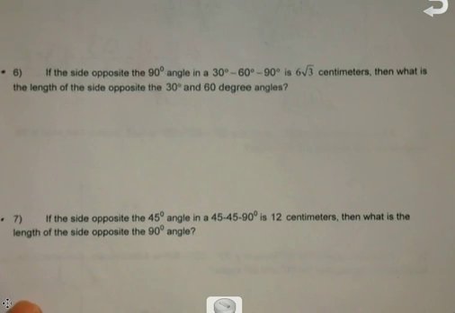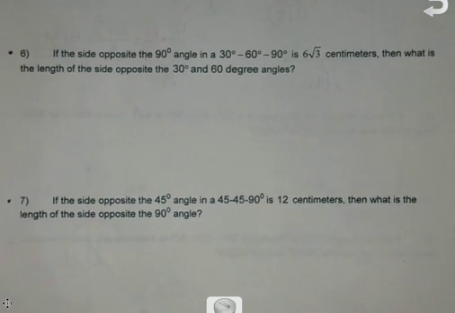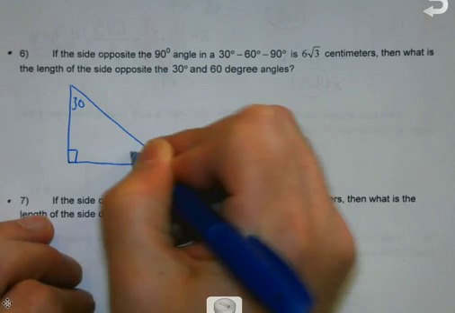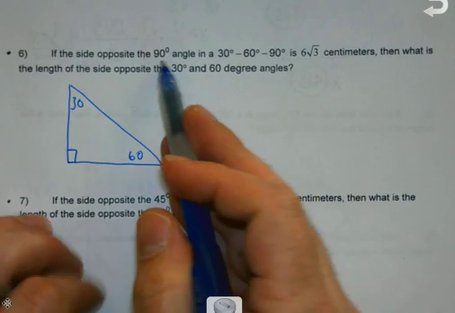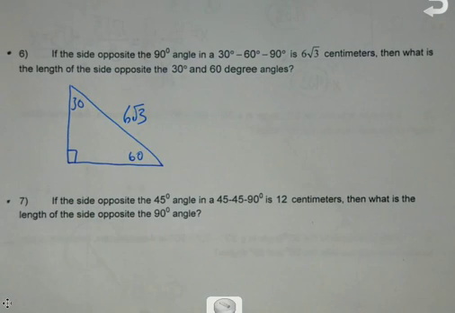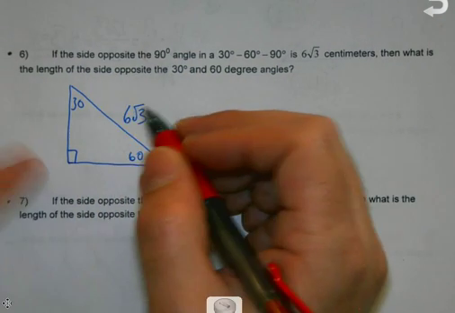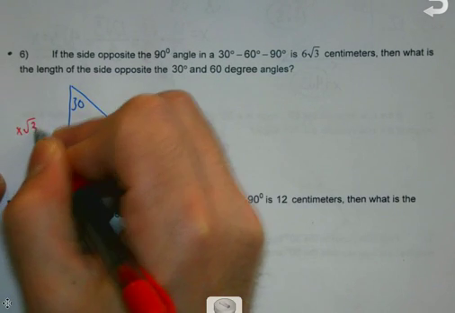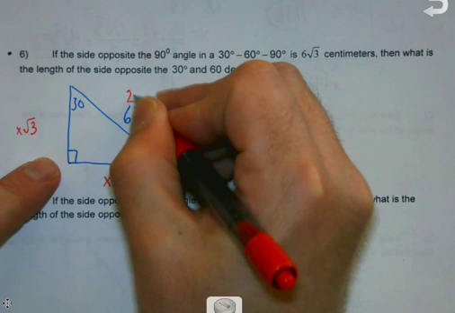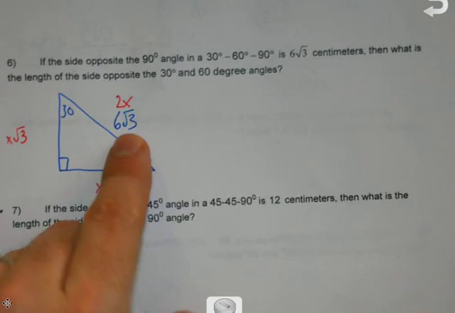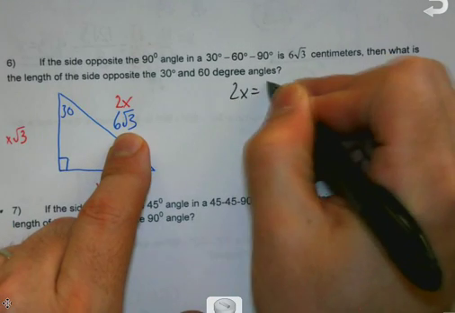Okay, we're over to 6. We've got a 30, 60, 90 still. The side opposite the 90, my hypotenuse, is 6 square root of 3. What's the length of the side opposite the 30 and the 60? Again, 30 is x, 60 is x square root of 3. This is 2x. I pause and ask, where's the number value I have? It's this side. Do my algebra part.